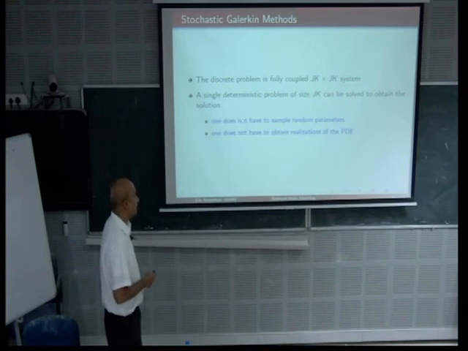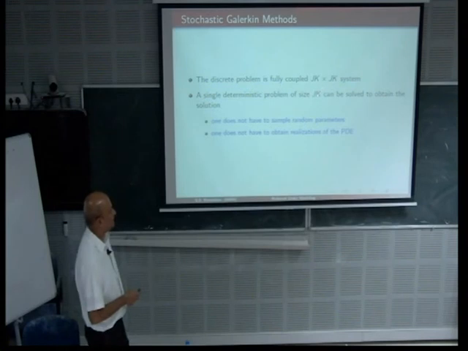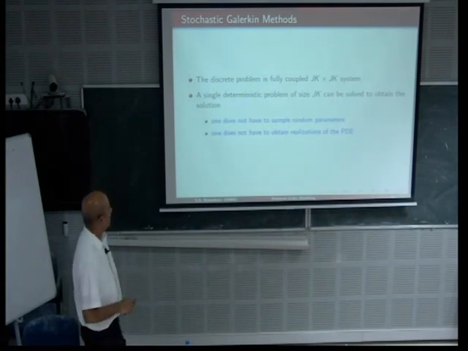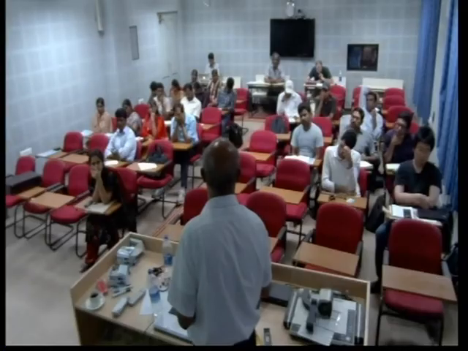The problem becomes deterministic because of the way we constructed it, although it involves J times K. J is the number of deterministic unknowns, K is the number of random variables. So the advantage is that it does not involve sampling of random parameters. It also doesn't require generation of realizations of the PDEs.